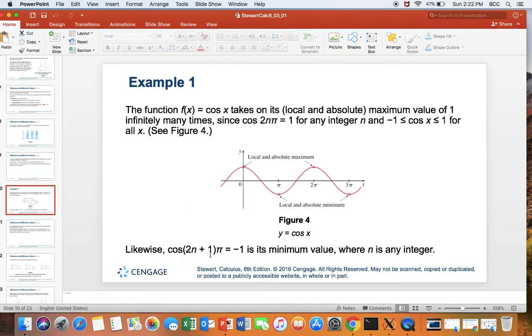So 2n plus 1, that's how you detect odd numbers. When n is 0, you get 1. When n is 1, you get 3. When n is 2, you get 5, and so on. Whereas 2 times a number is always even. 2 times a number and one more is always odd. So odd multiples of pi fetch you minimum values, even multiples of pi fetch you maximum values.